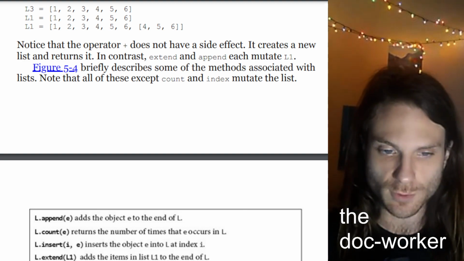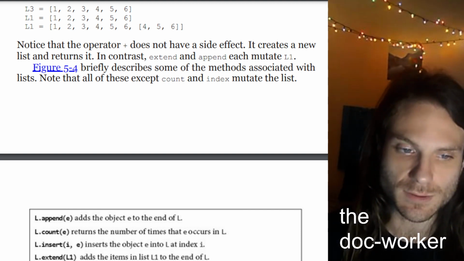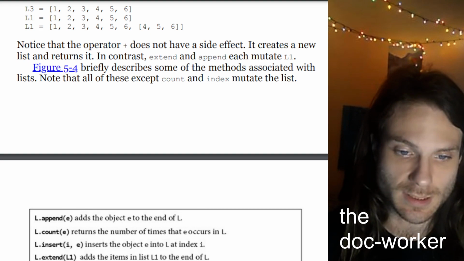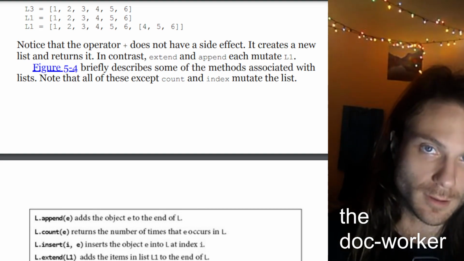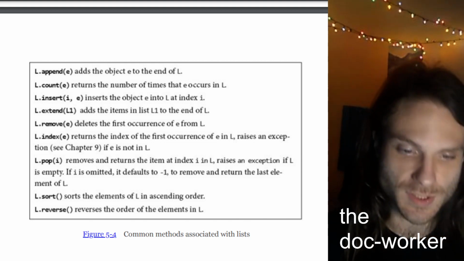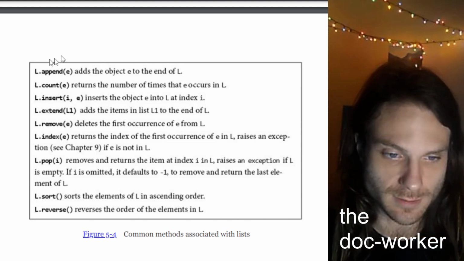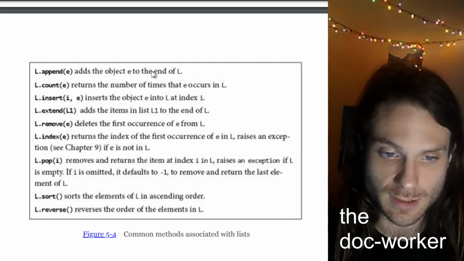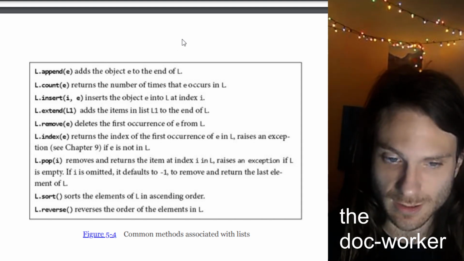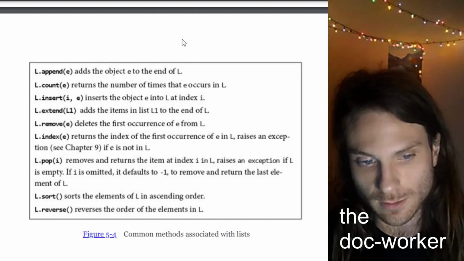Figure 5-4 briefly describes some of the methods associated with lists. Note that all of these, except count and index, mutate the list. Okay. These are common methods associated with lists. L.append, with one parameter, adds the object e to the end of L. L.count, one parameter, returns the number of times that e occurs in L.